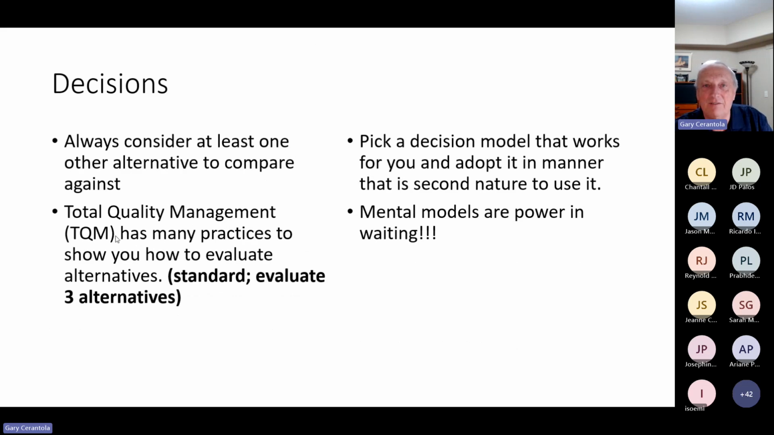And so, just as a review, always consider at least one other alternative. But from my total quality management experience, I'm always saying evaluate at least 3 alternatives. Pick a decision model that works for you, and adopt it in a manner that is second nature. Mental models are power in waiting. Again, you'll hear me talk about my planning model: where are you now, where do you want to be, and how do you get there?